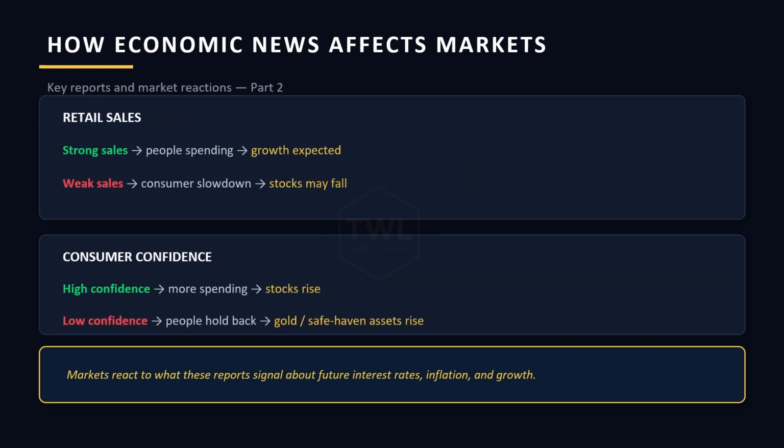Let's cover two more reports you'll come across. Retail sales. This measures how much people are actually spending in stores and online. Strong retail sales mean people are spending, which signals growth ahead. Weak retail sales mean people are pulling back, which can cause stocks to fall. Consumer confidence. This is basically a survey asking regular people how they feel about the economy. When confidence is high, people spend more and stocks tend to rise. When confidence is low, people hold back and money often flows into safe haven assets like gold instead.